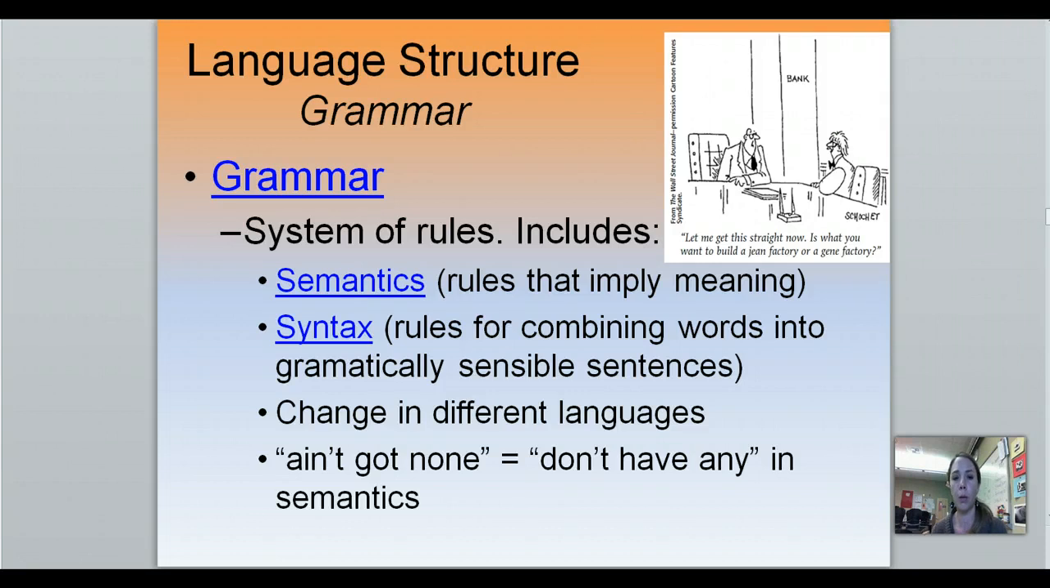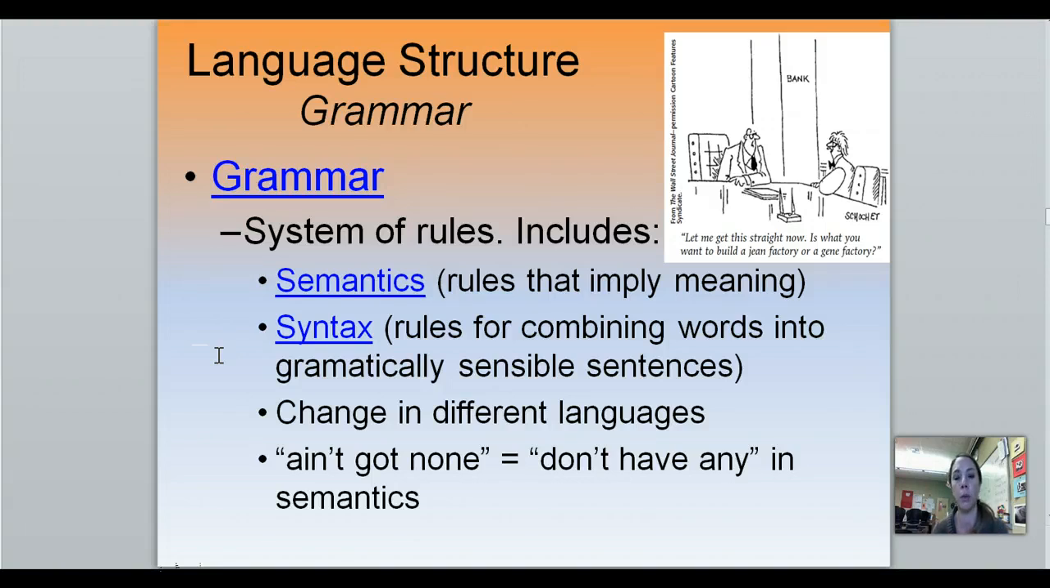There are also syntax rules, and these are rules for combining words into grammatically sensible sentences. That was the definition of the word. Syntax is rules for combining words into grammatically sensible sentences. Remember, grammar is a system of rules. So basically, when you play with syntax, you play with the rules of grammar. These are different in different languages, which makes grammar different in different languages. So this is not a universal grammatical rule. We say that grammar pertains to English or to Spanish or to French. There are different rules, and they can still convey meaning.